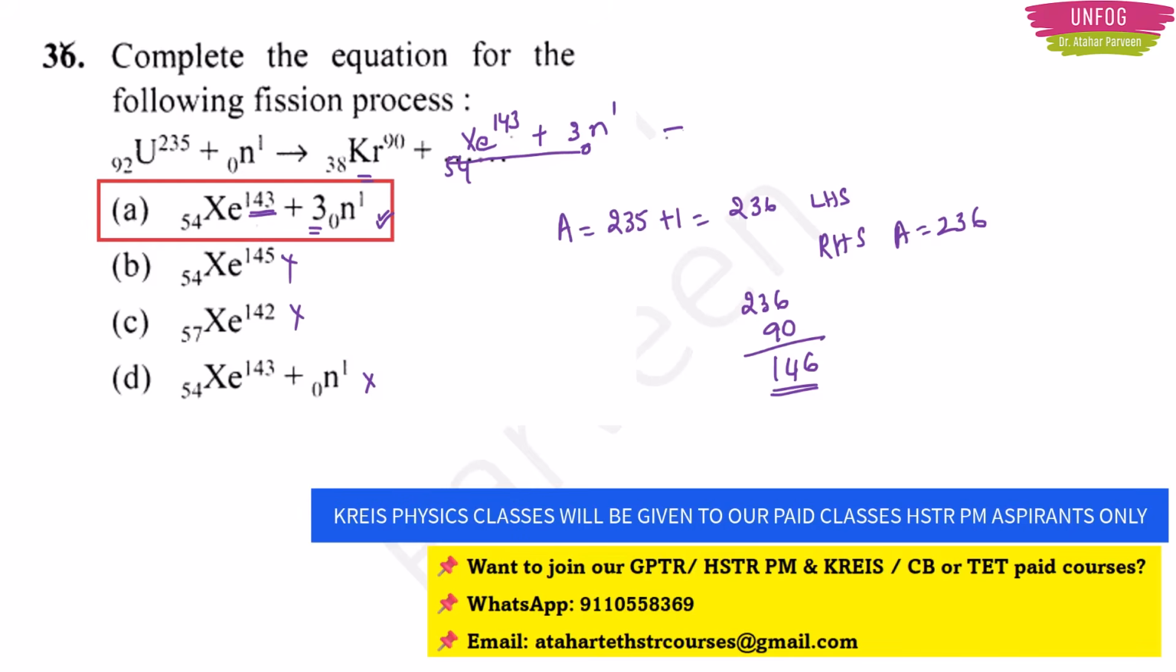Now if you see the equation, on the right hand side also you have 236. Okay, clear, right? In fact, our Hstr batch aspirants also, all the batches' aspirants, can answer this question because we have discussed radioactivity in detail in Hstr also, right?